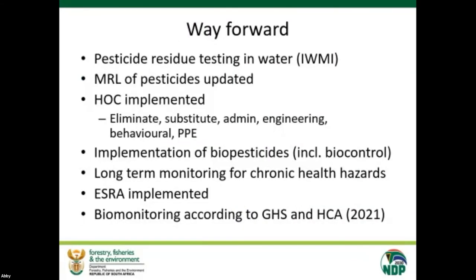So the way forward would be pesticide residue testing in water, maximum residue levels of pesticides that are updated, implementing the hierarchy of control of pesticide management according to the FAO pesticide code of conduct, implementing biopesticides, and most importantly, biomonitoring according to the GHS and the HCA.